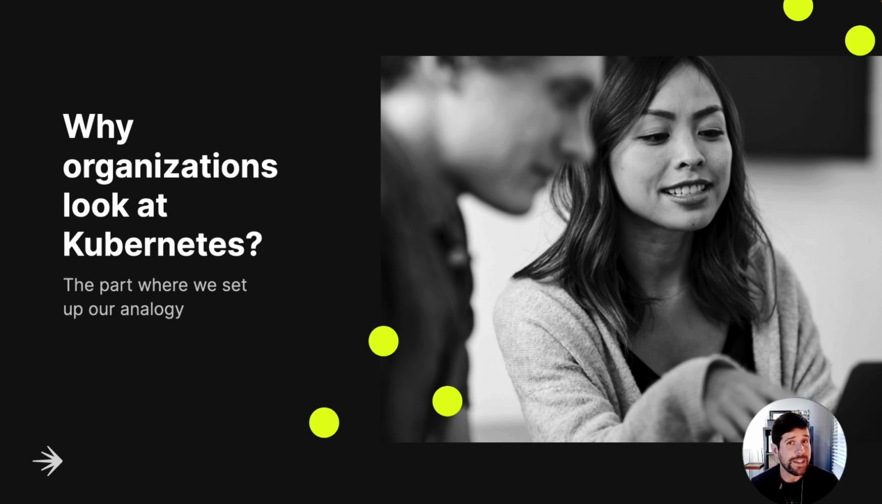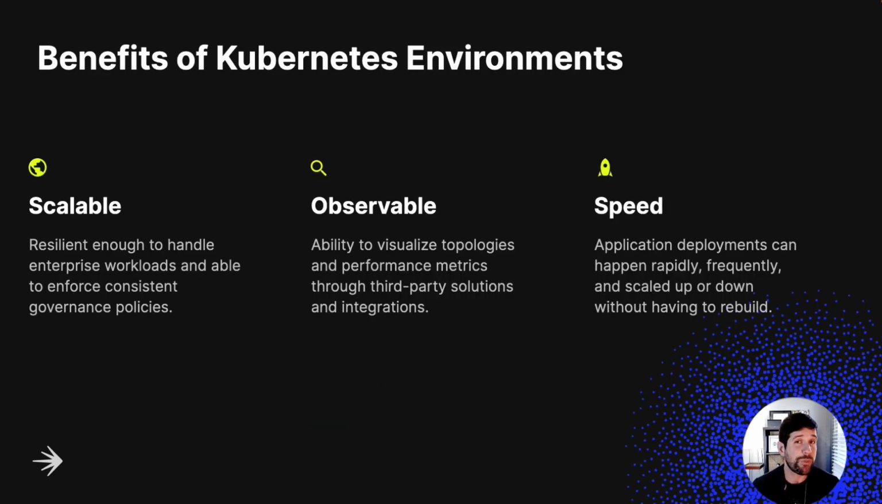So before we dive into the analogy portion of things, we need to actually set this up. So why are organizations actually using something like Kubernetes? Why are they making the shift over to microservices? Well, to me, there's really three major benefits that organizations have when they move to a microservice environment. First and foremost, microservice environments like Kubernetes are very scalable. I can support large enterprise workloads. I can use things like governance or RBAC policies to control access to my pods and have consistent security policies across different pods and different clusters.